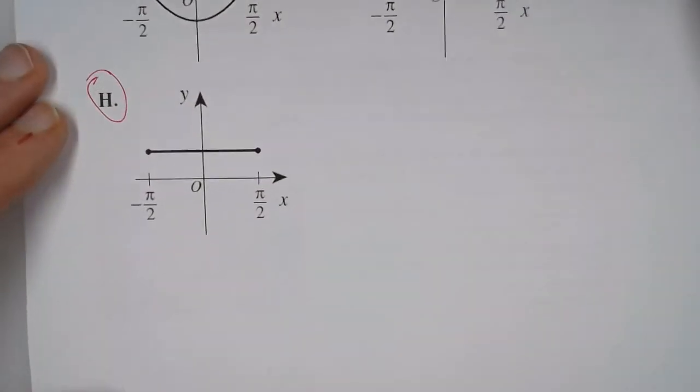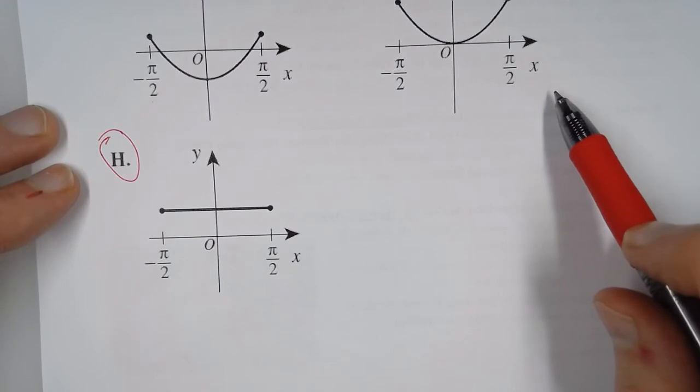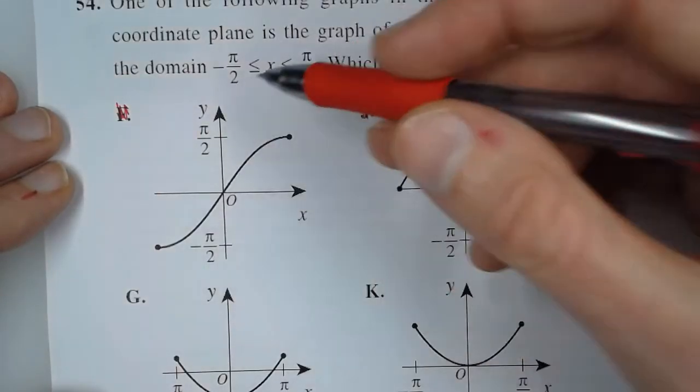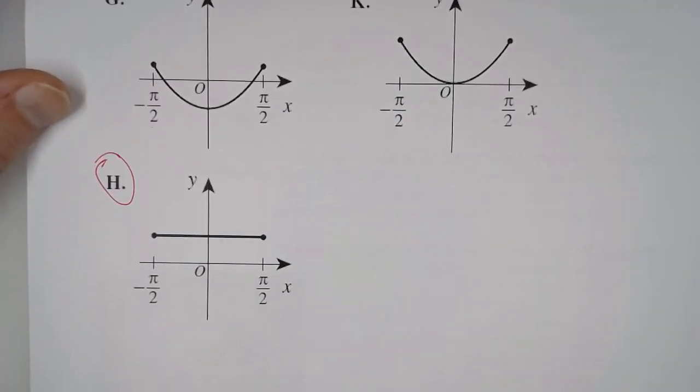because with g, h, and k, you see that the x-axes are labeled negative pi over 2 and pi over 2. Whereas with f and with j, it's the y-axes that are labeled. So that's another reason why f and j are incorrect. So our answer is H.